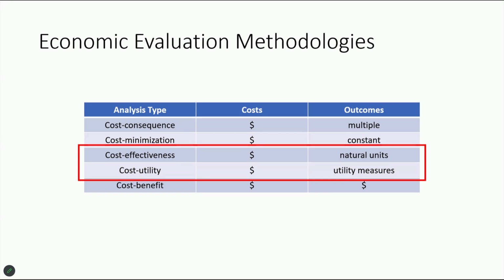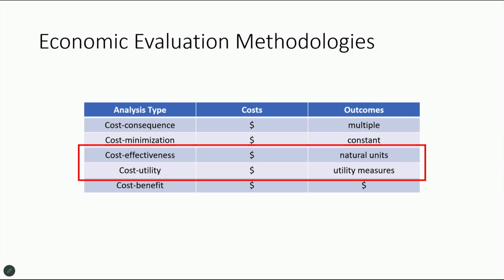These cost consequence analyses are reports of multiple disaggregate outcomes rather than one primary outcome. They're used when it's unclear which is the most important outcome, or no information is available on the most important outcome, and it's difficult to draw meaningful conclusions.